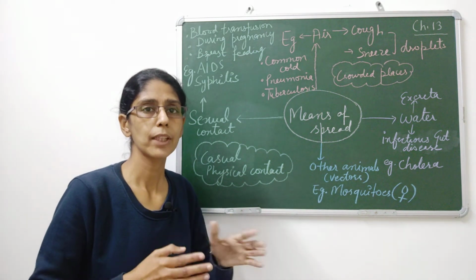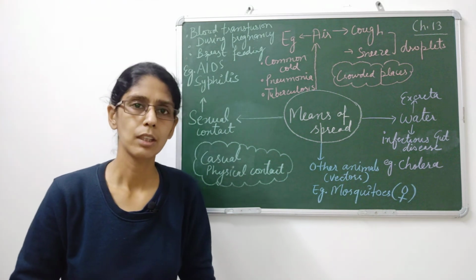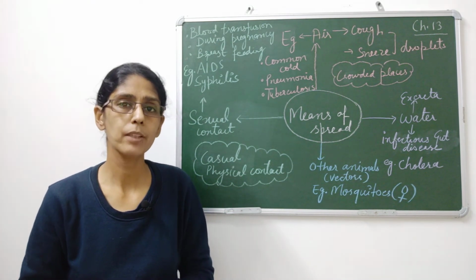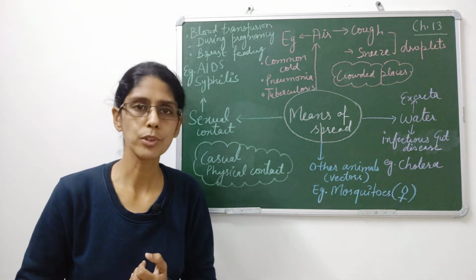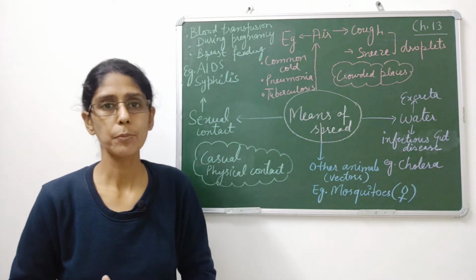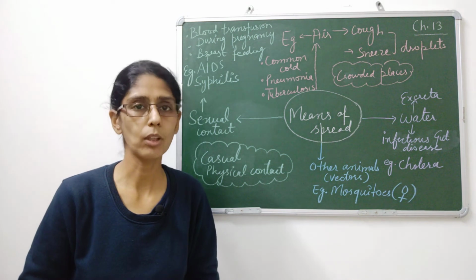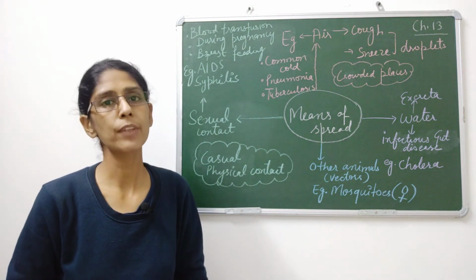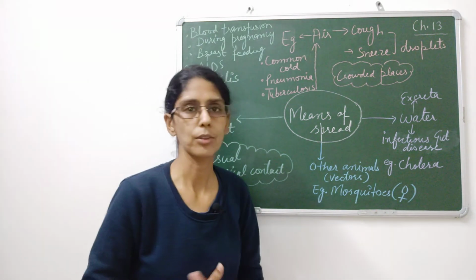There are many animals that spread disease from one human being to another. But today we will talk about mosquitoes, because mosquitoes are the most common animals that spread disease from one individual to another. The term that we can use for such animals is vectors. Animals that spread disease from one human being to another human being are called vectors, and the most common vectors are mosquitoes, and that too female mosquitoes.